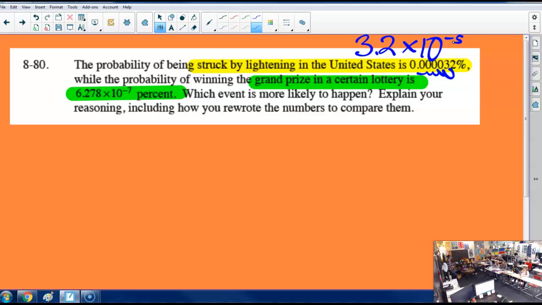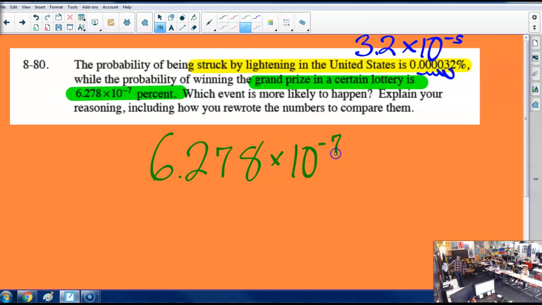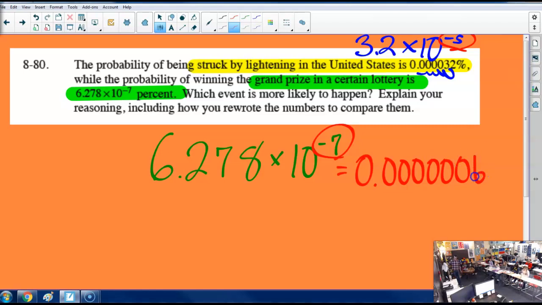Alina's saying it's more likely to get struck by lightning than win the lottery. Yep. Let's see if she's right. So we look here at 6.27. But wait! That's a bigger number. No, it's not. Because it's times 10 to the negative 7. So this power of negative 5 versus this power of negative 7 means this is a tinier number by approximately 100 times. Because realistically, if we write it out, it's 0.12345678. And that's where my decimal was.